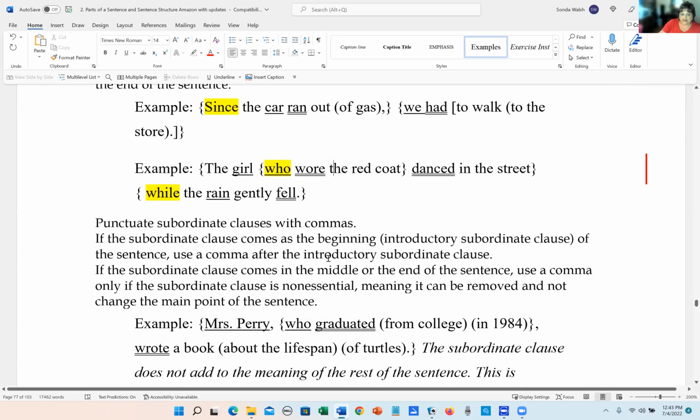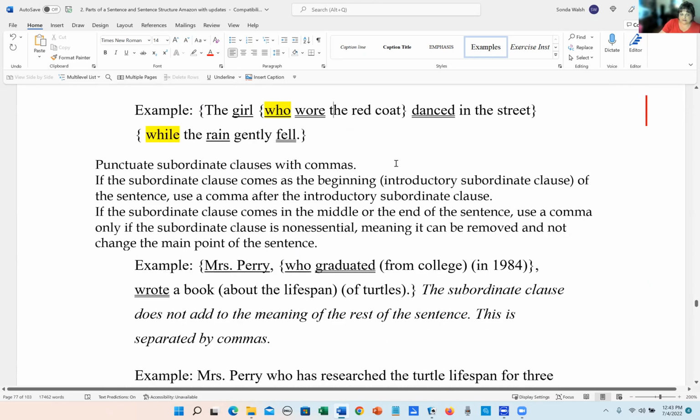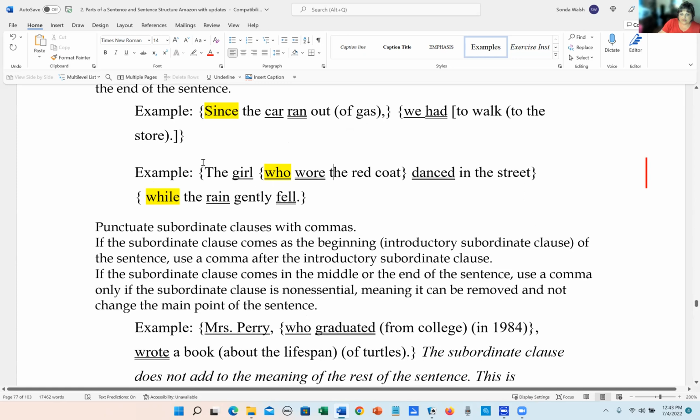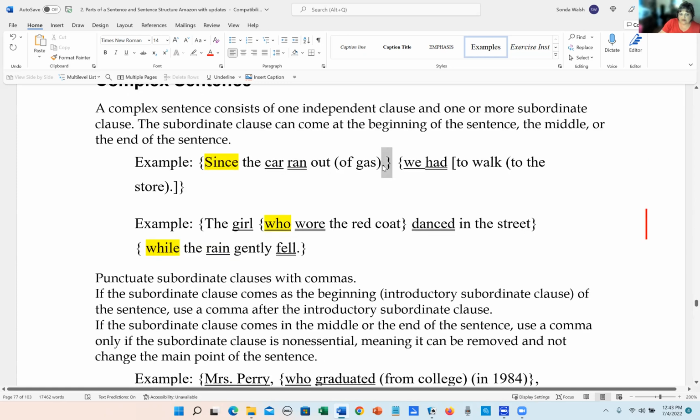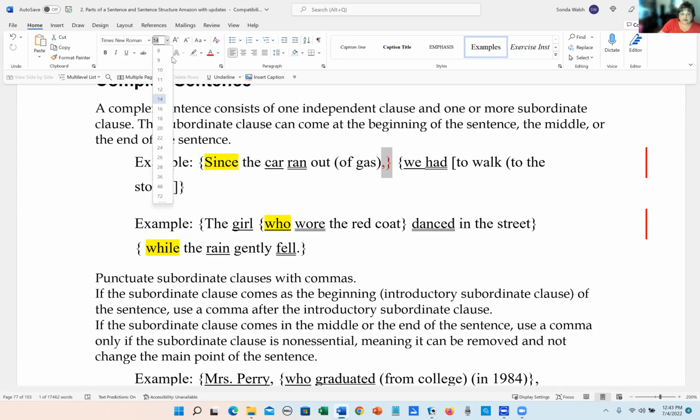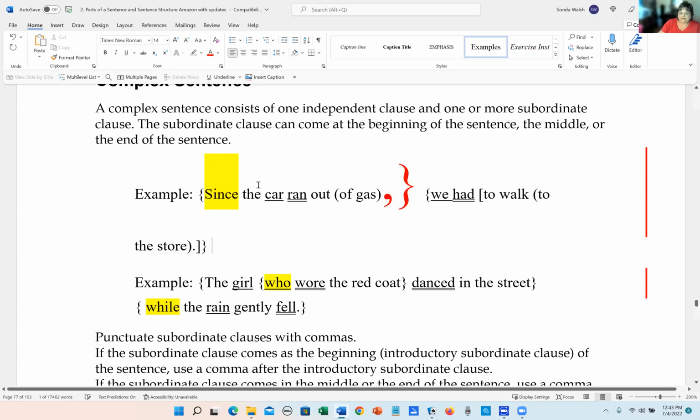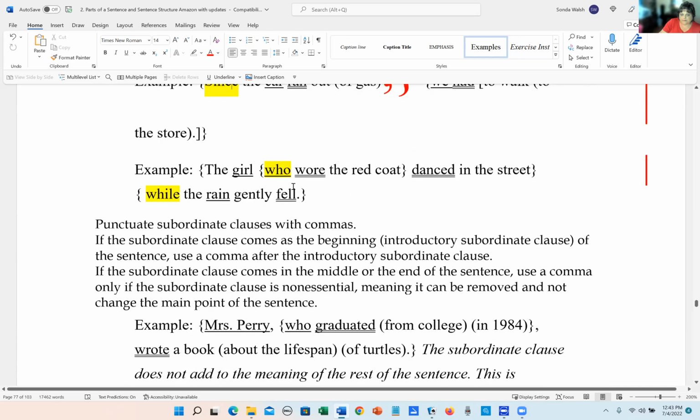All right, now, how do you punctuate subordinate clauses? If the subordinate clause comes at the beginning, we call that an introductory subordinate clause. You use a comma. For example, since the car ran out of gas, right here. Let's make that red and let's make that big. Since the car ran out of gas, you use a comma and then you would use the independent clause. We don't really need the bracket. So if the subordinate clause comes first, you punctuate with a comma.